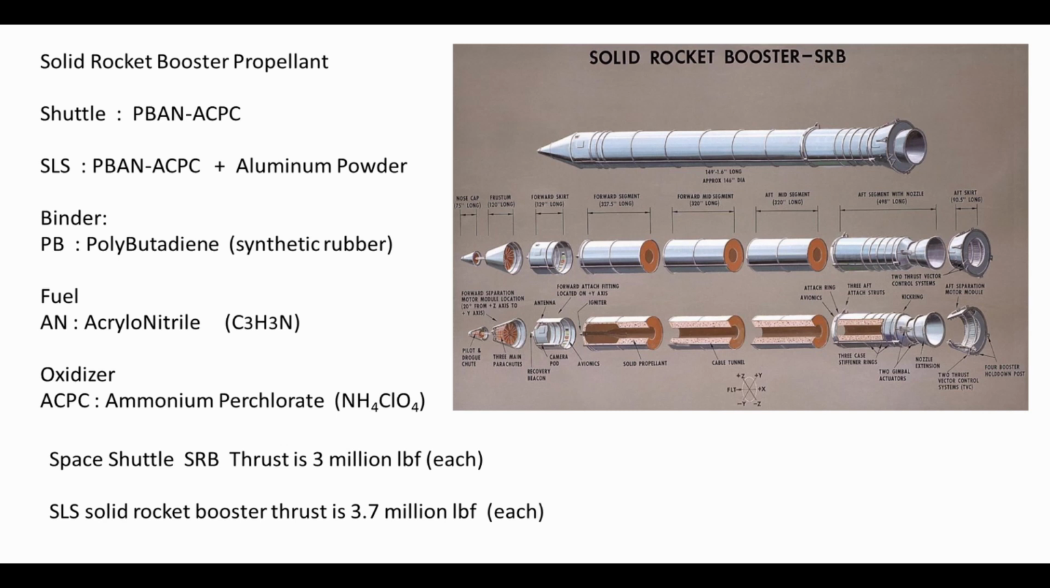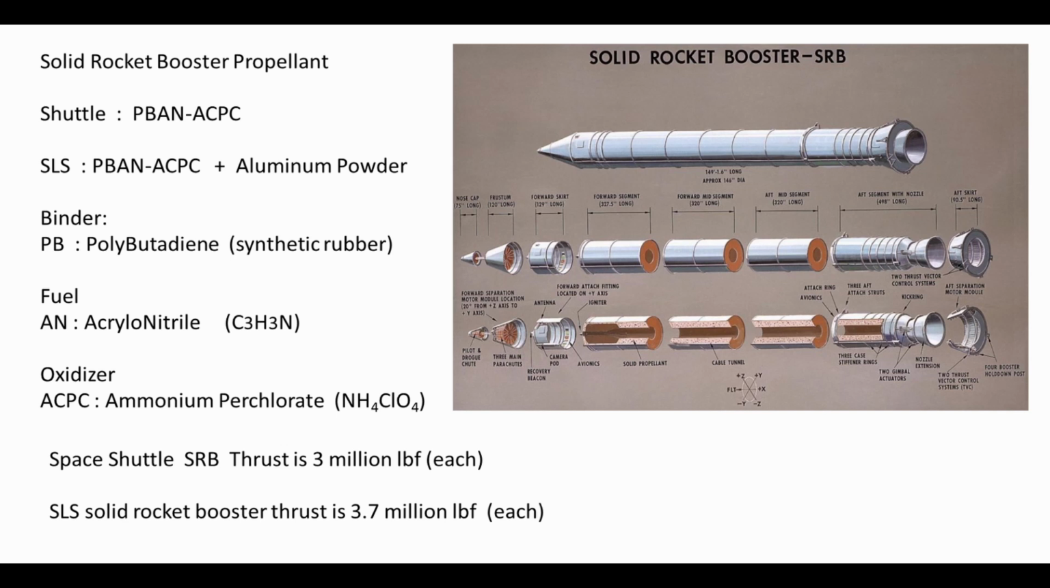PBAN stands for polybutadiene acrylonitrile. The PB, or polybutadiene, is a synthetic rubber often used to make car tires. The AN is acrylonitrile fuel that has the basic chemical formula C3H3N. APCP is ammonium perchlorate oxidizer.